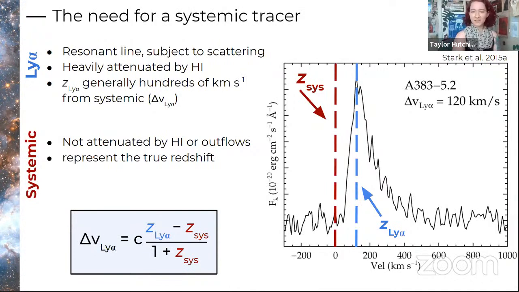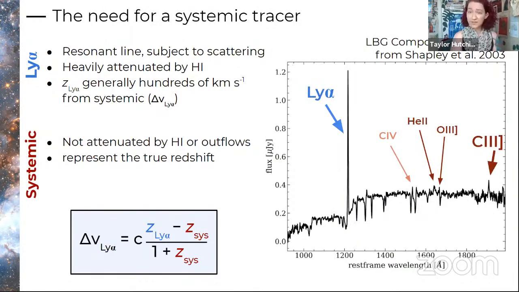You can quantify what that offset looks like with the equation on the bottom left, but mostly this would suggest to you, correctly so, that there is a need for a systemic tracer, something that's not attenuated by neutral hydrogen or outflows and can represent the true redshift of the source. Now, in the rest-frame ultraviolet, there are a number of lines you could potentially use for this. This is an example Lyman-alpha galaxy composite spectrum from Alice Shapley's work, and you can see really strong Lyman-Alpha emission, and then we have these red lines highlighted, which are a variety of nebular lines that can be used to trace the systemic redshift.